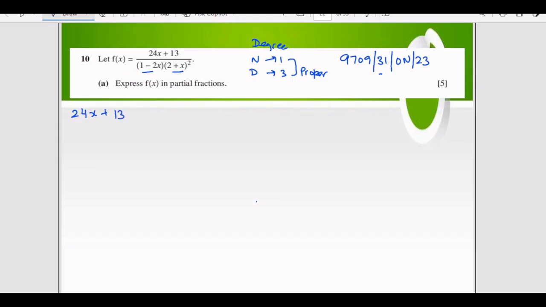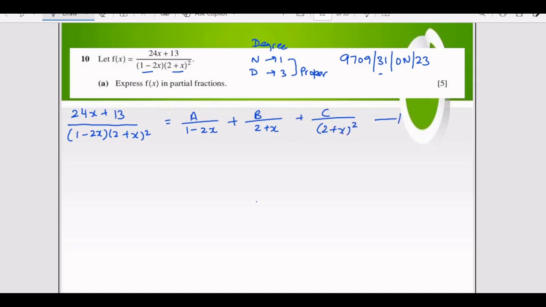So 24x plus 13 over 1 minus 2x, then 2 plus x squared. This is going to be a over 1 minus 2x, then plus b over 2 plus x, one of these factors, and c over the square of this factor, right? So this step is very important. Once you get this correct, then there are simple steps.